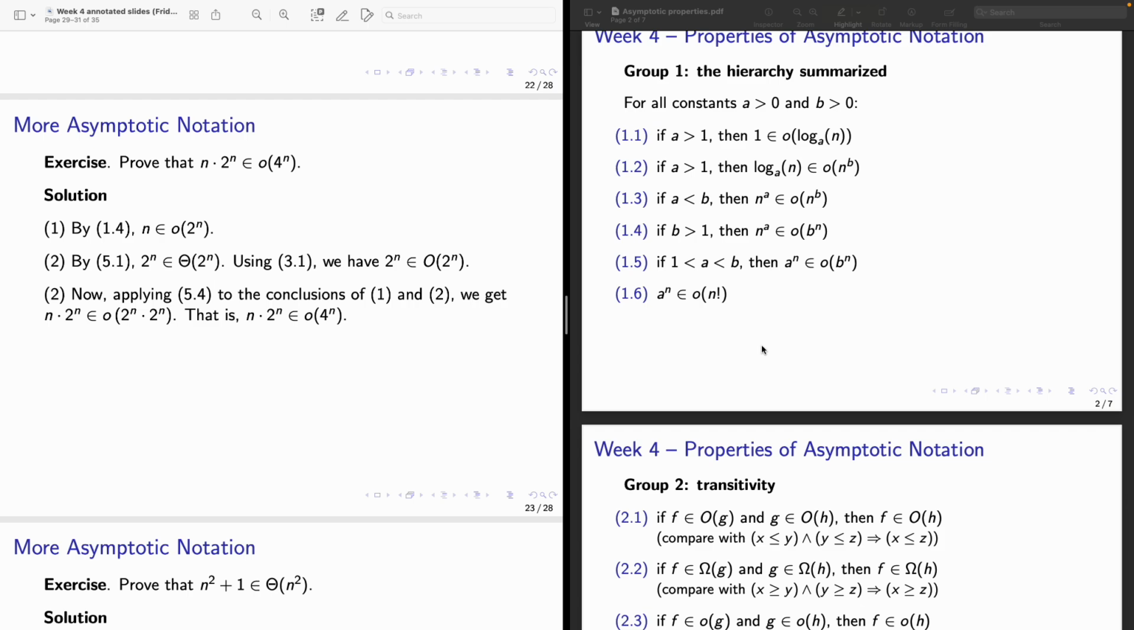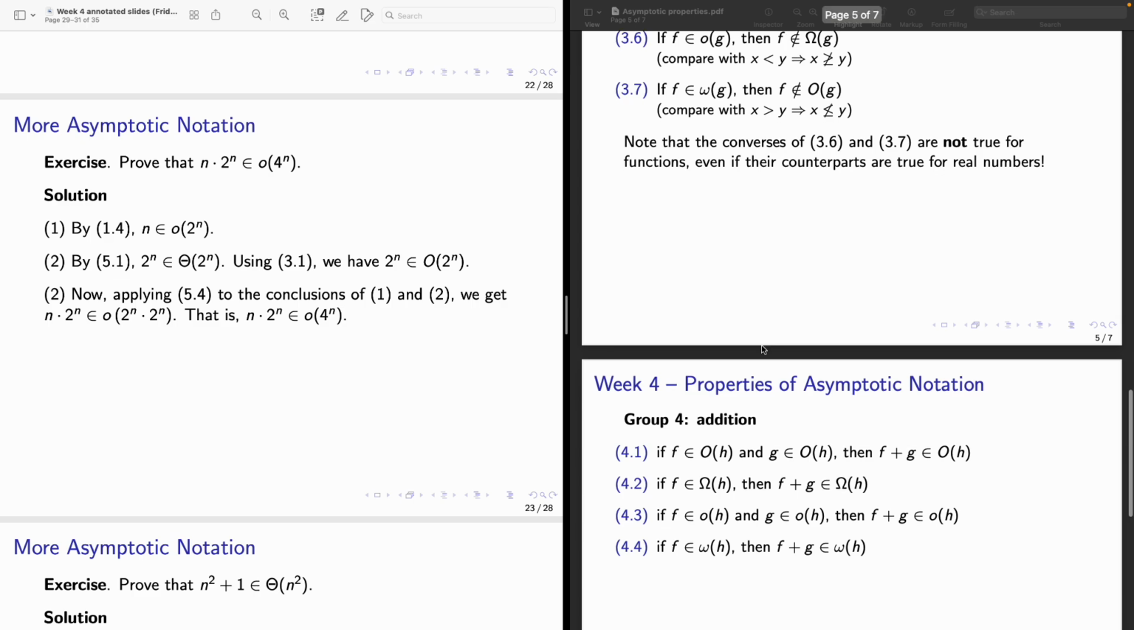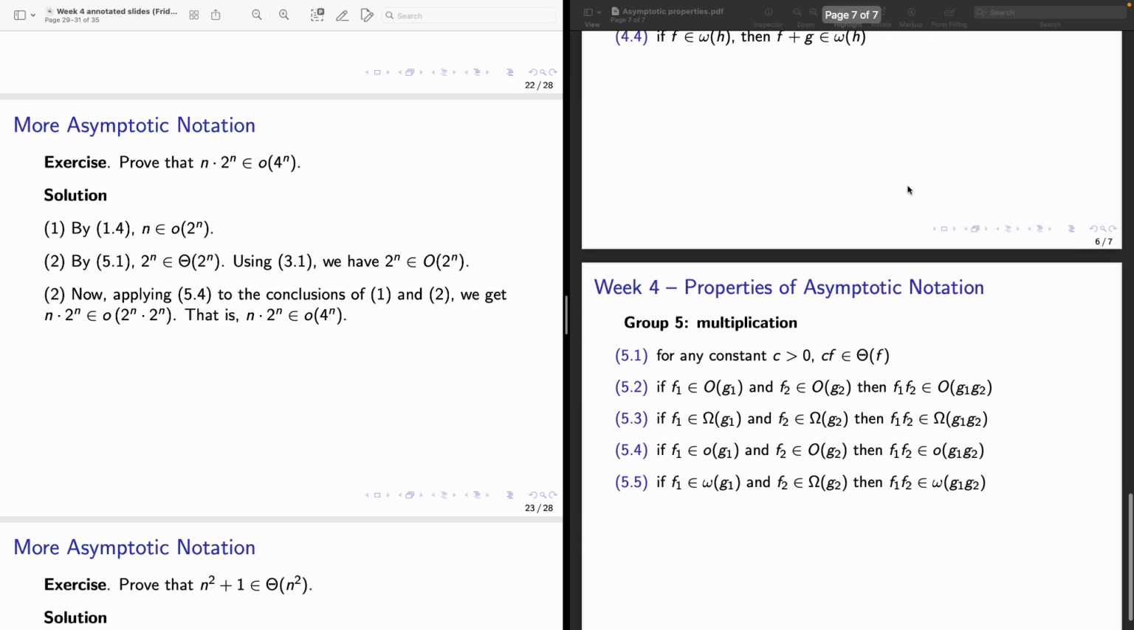The first step of this uses another aspect of the hierarchy. Any polynomial is in little o of any exponential function. We use a constant multiple rule to show that 2 to the n is in big omega of itself.